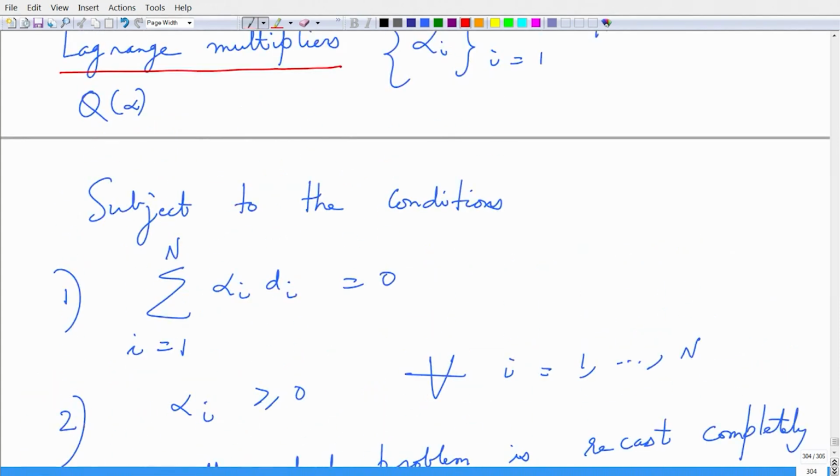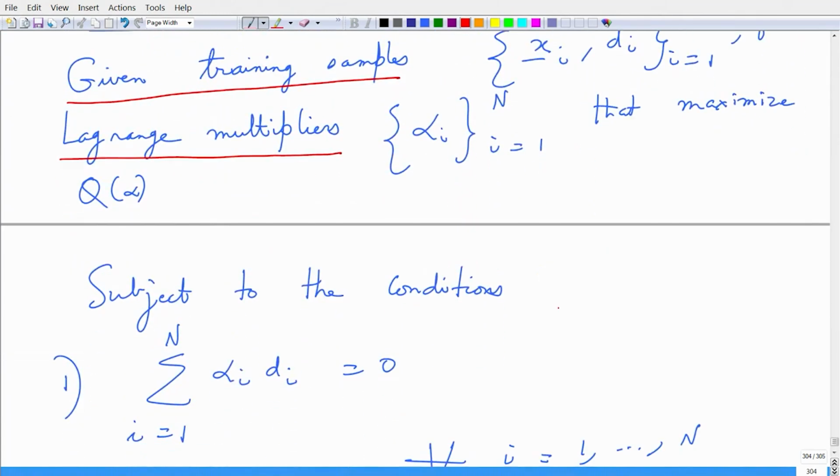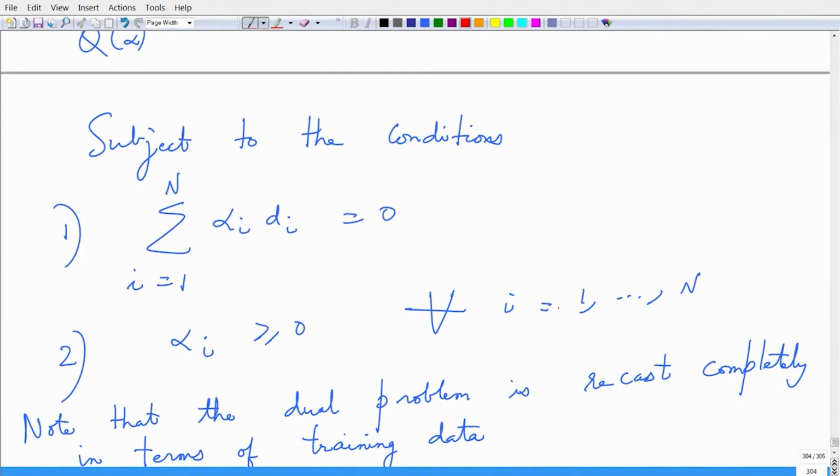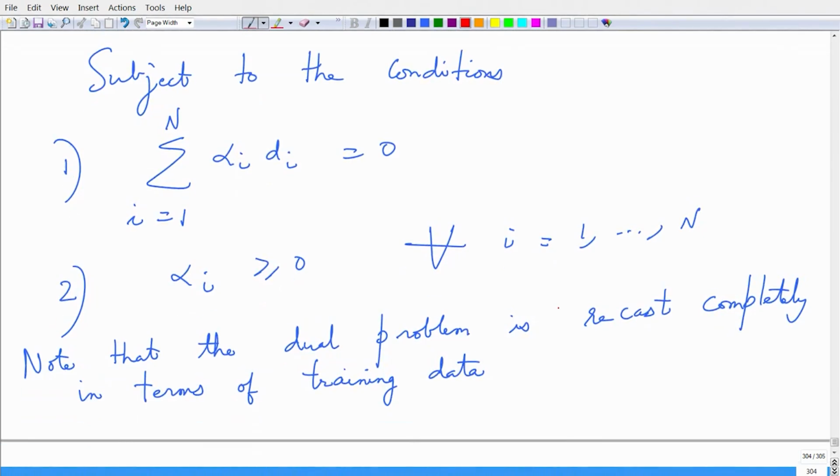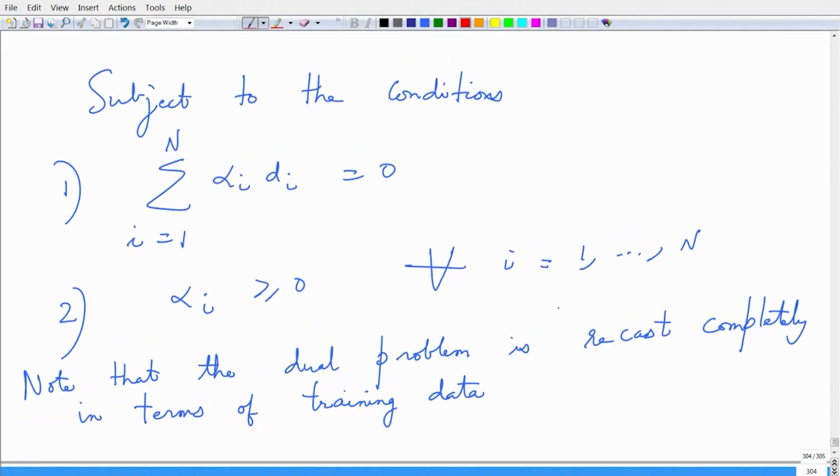Now, given the training data subject to these conditions, we want to maximize q of alpha, and in that sense the dual problem is completely recast in terms of the training data. This is an important detail. While the first problem involved W, here it is in terms of the variables that are essentially the Lagrange multipliers.